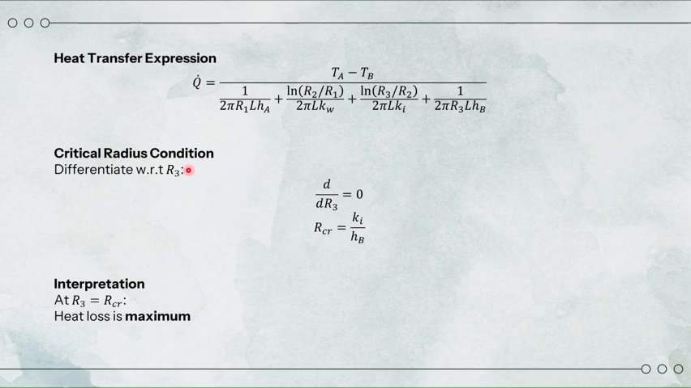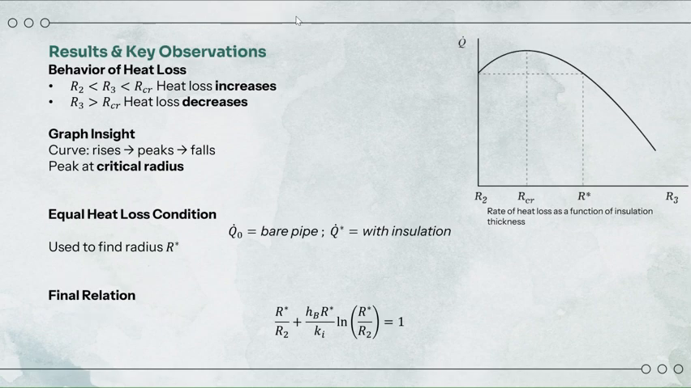Differentiating x with respect to R3 and equating the whole expression to 0, we have R critical equal to K insulation by h B. At R3 equal to R critical, heat loss is maximum. Hence, our key observation from this question is that when the insulation radius R3 is greater than R2 but still less than the critical radius, heat loss will increase. But after the critical radius, heat loss will decrease. And we can find the graph here.